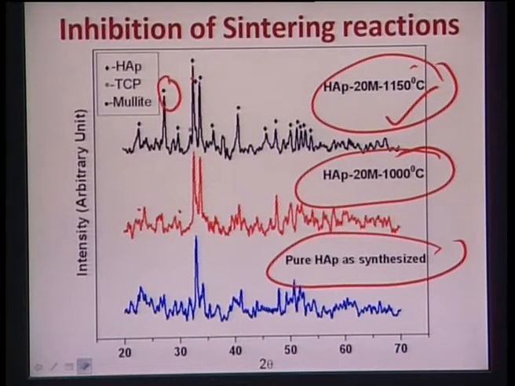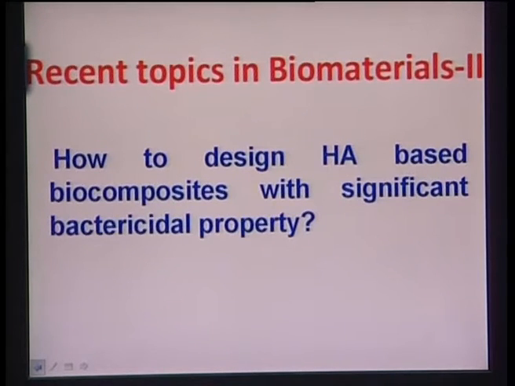So I think I'll stop here, and in the next lecture I'll start with these hydroxyapatite based biocomposites, and how to design hydroxyapatite based biocomposites with significant bactericidal properties.